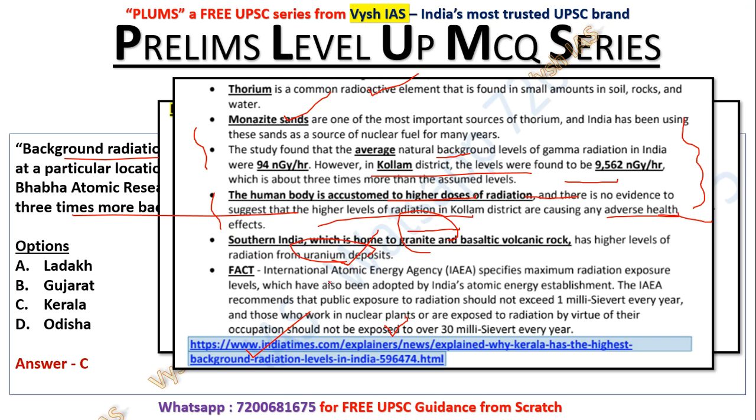Okay. So the International Atomic Energy Agency specifies maximum radiation exposure levels, which have also been adopted by India's Atomic Energy Establishment. So whatever they are telling is this is the unit. If you see, 1 millisievert every year, and here something like 30 millisievert is there. Okay, this much should not be exposed in any nuclear plant. So that is why they are explaining why Kerala has the highest and what is the impact of that.